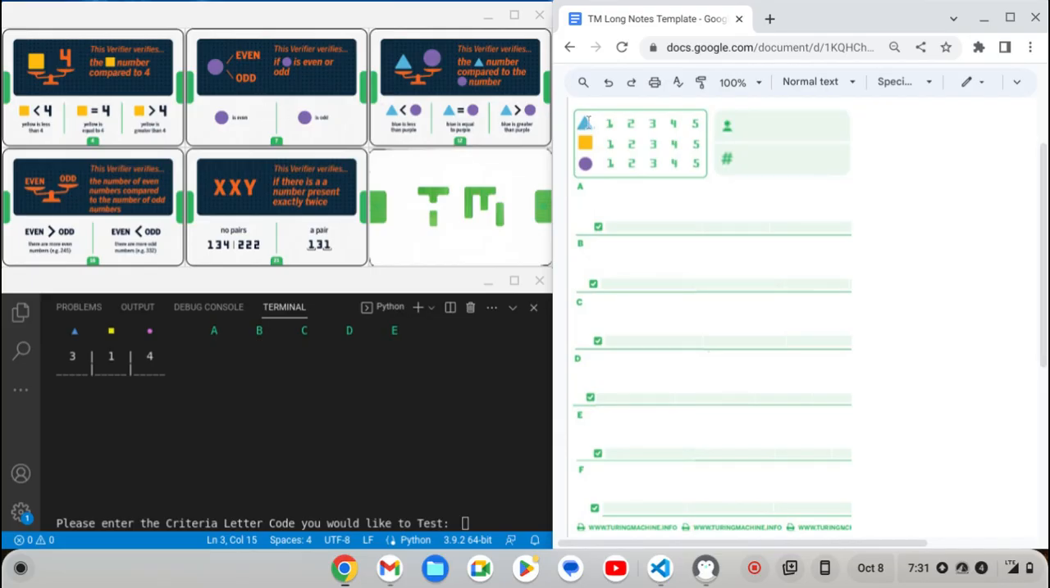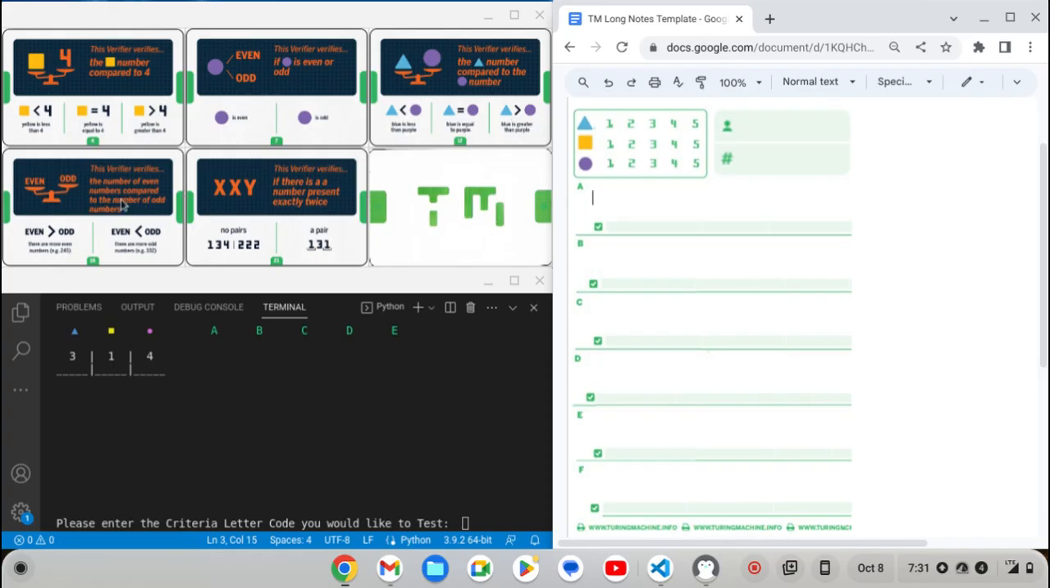Criteria card B will take a look at our last digit, the circle digit, and the Turing machine will let us know if its value is an even digit or an odd digit. Criteria card C will take a look at our first and last digits, triangle and circle, and compare them. So should the value of triangle be less than circle? Should it be equal to circle? Or should the triangle value be greater than circle?